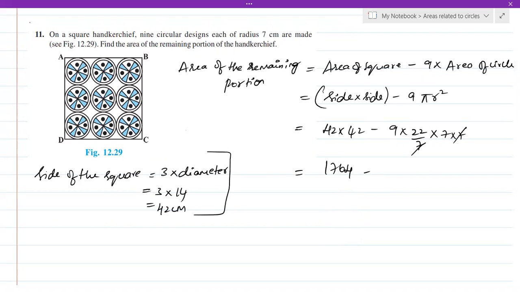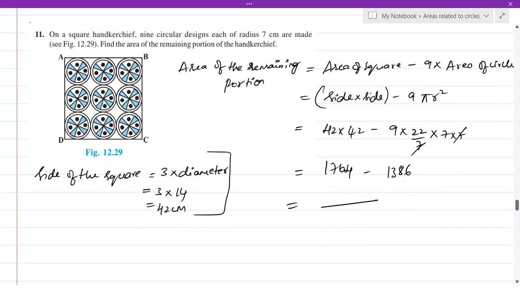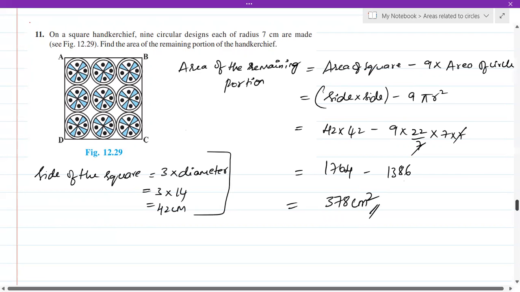22 into 7 is 154. 154 into 9. So 9 4s are 36. 9 5s are 45 plus 3, 48. 9 ones are 9. 9 plus 4 is 13. So we get 1386. Subtracting these two things, we get the required answer. So 14 minus 6 is 8. 15 minus 8 is 7. 16 minus 3 is 3. So it becomes 378. So the required answer is 378 centimeter square.